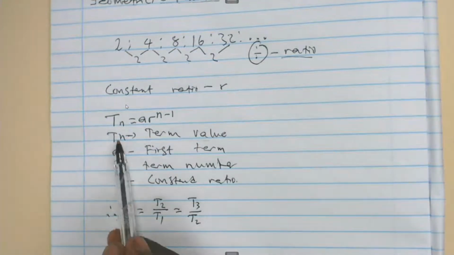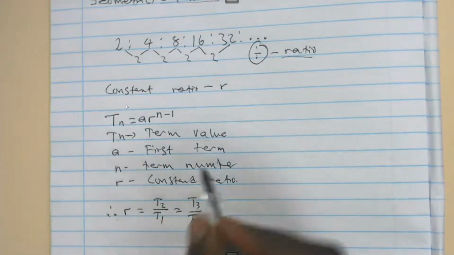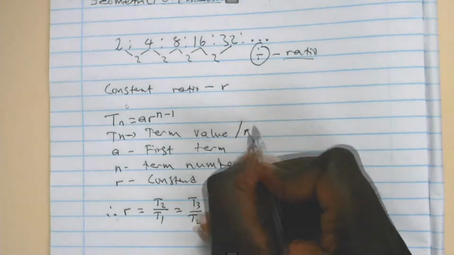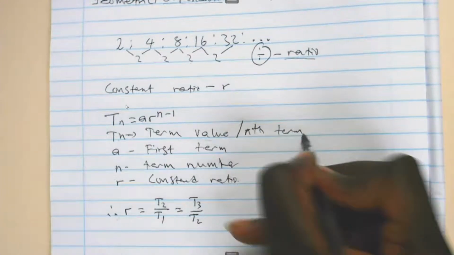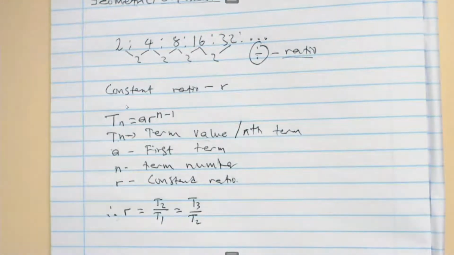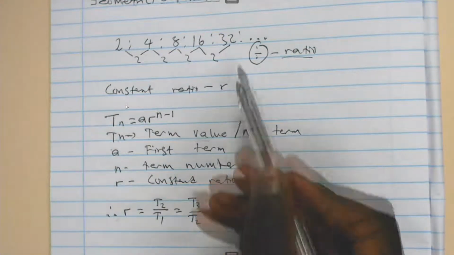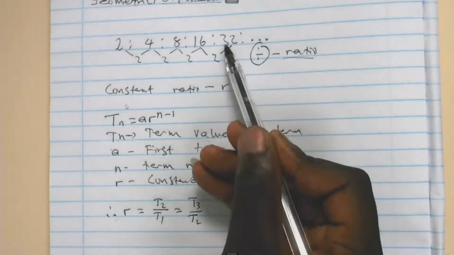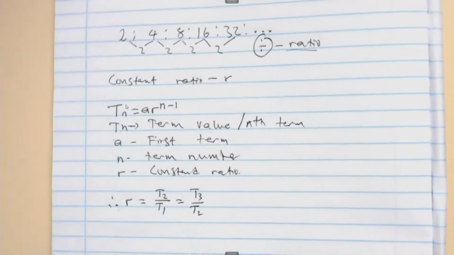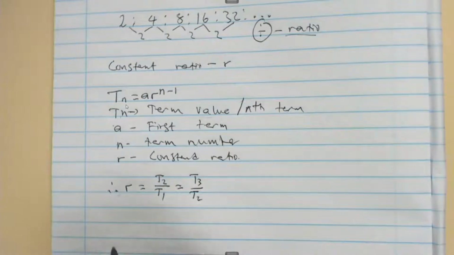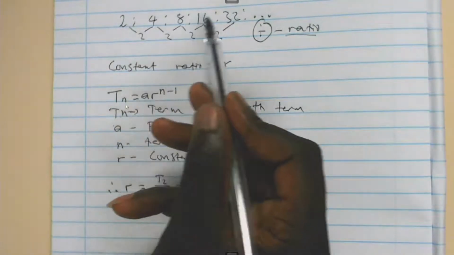Remember, Tn stands for the term value, general term, or the nth term. Let's say in this instance, for this sequence, we are requested to find the term that comes after 32, or that would be term number 6.